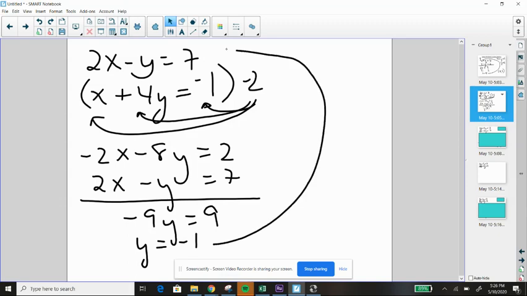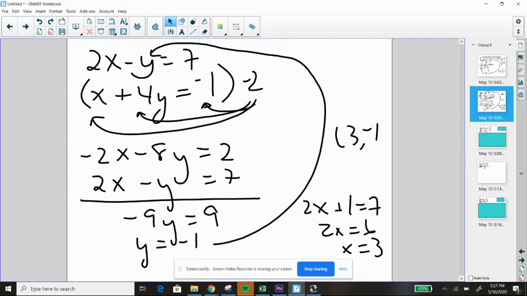Going to plug that back in. It doesn't matter which equation you plug it into, but I end up with 2x plus 1 is 7. 2x is 6, so x is 3. So my final solution is (3, -1). If you want to double check to make sure you're right, plug it into your second equation. 3 plus 4 times -1 is -4. That equals -1. You know you're right. It's nice to be able to do a little double checking.